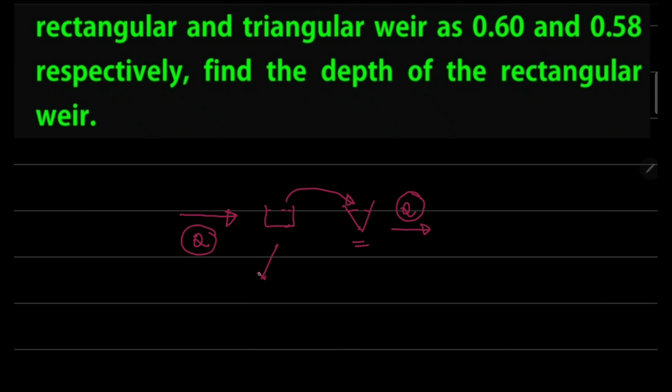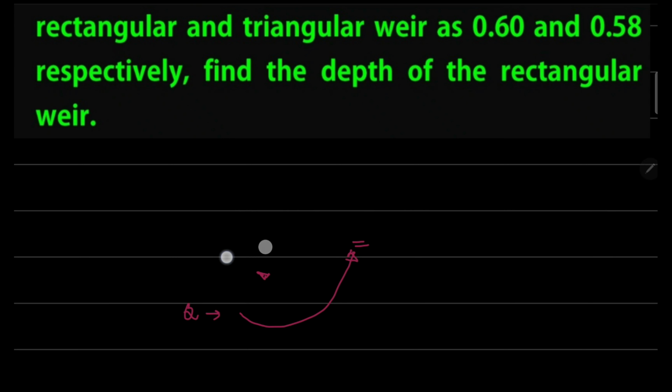So what exactly do we have to do? We have to find out the dimension of the rectangular weir, and based upon the dimension of the rectangular weir we will determine the Q value, and then we will equate the same thing that we obtained from the triangular notch. So let's start solving this particular problem.